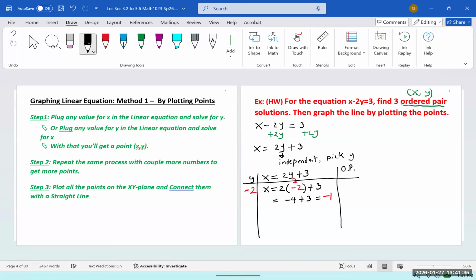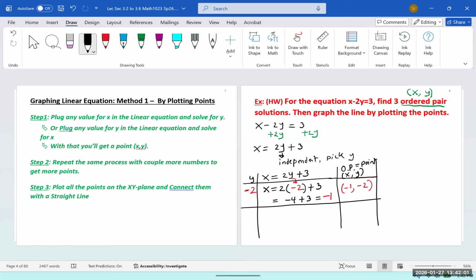Ordered pair means x comma y. Always x has to be first. So in this ordered pair, our x is -1 and our y is -2. So we write them as an ordered pair. It's a point. Ordered pair is the same as point.